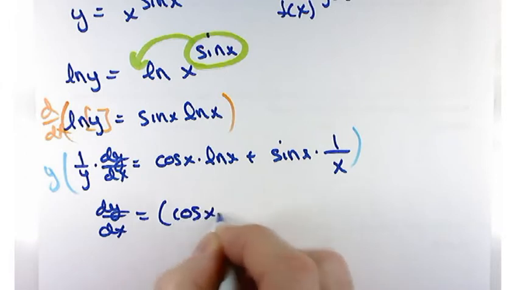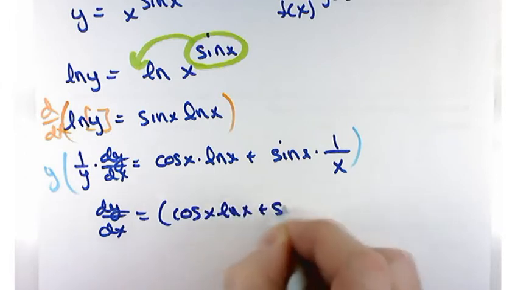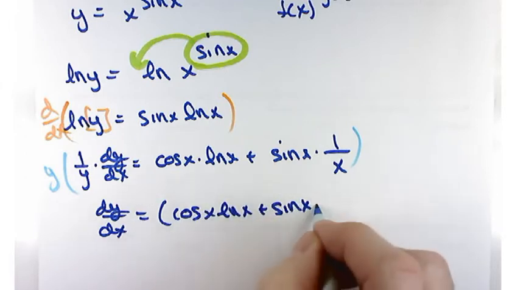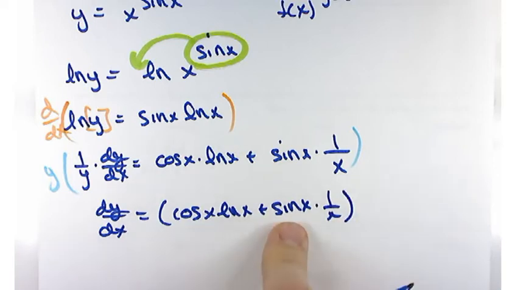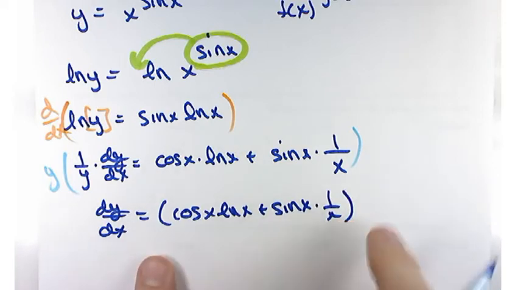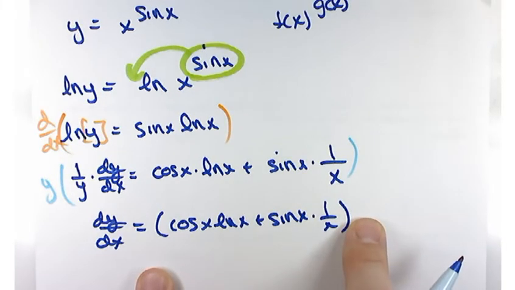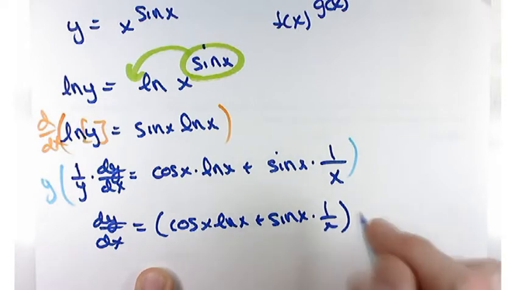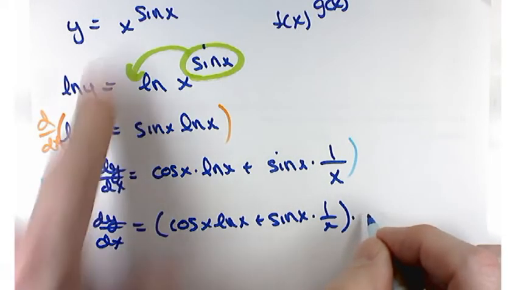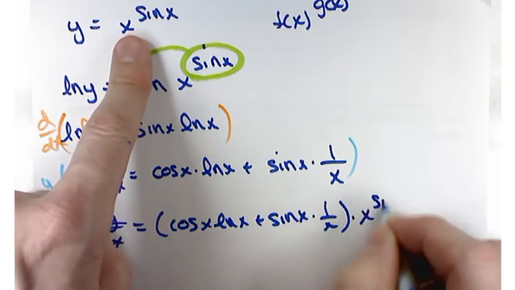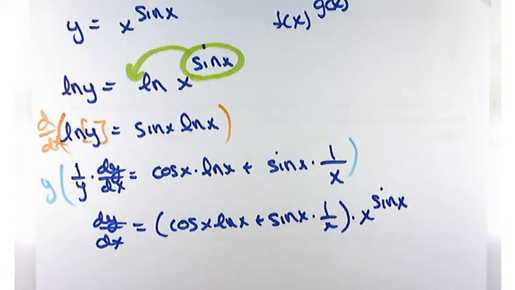On the right-hand side, I get this. You could just write it as sine x over x. It'd be times y, but let's save ourselves a little step here. Instead of multiplying by y, what else could I write here? Times, thank you, x to the sine of x. All right? And there you go. You're all set on that one.